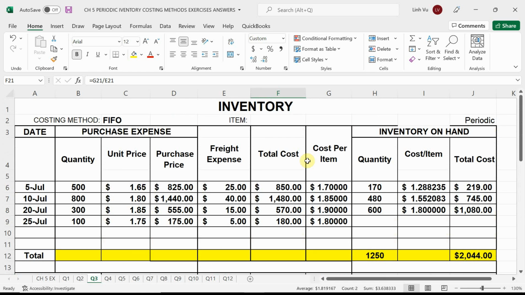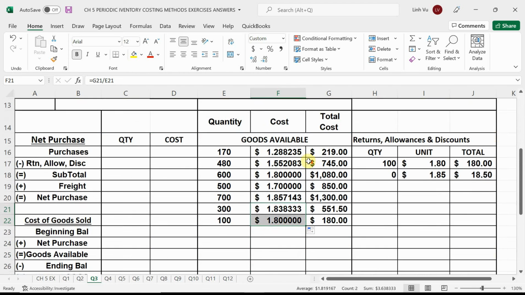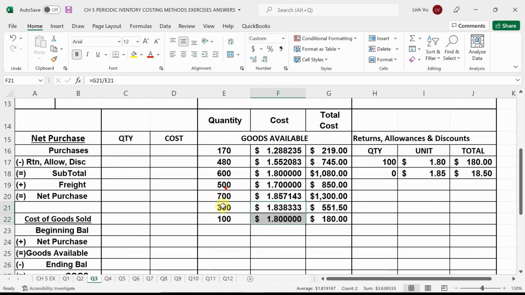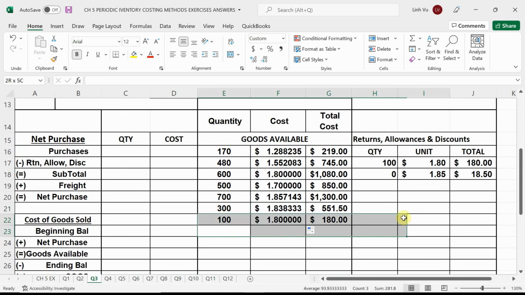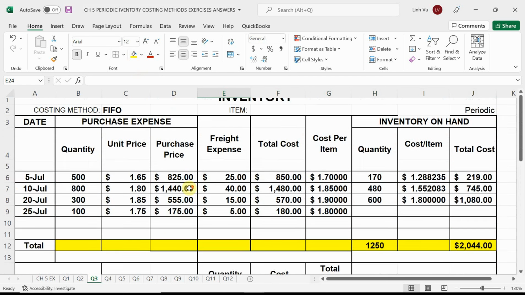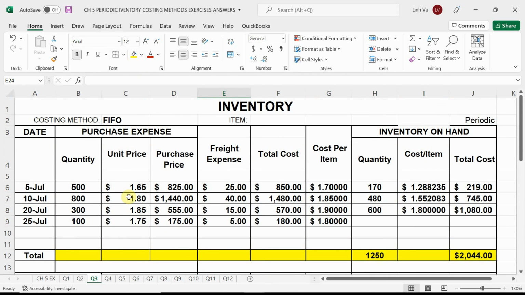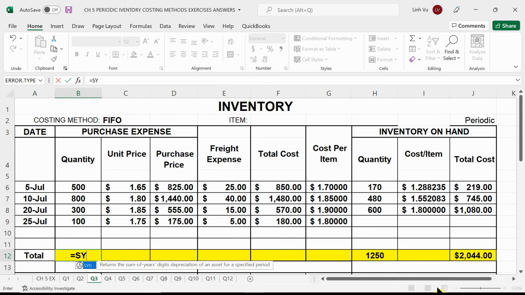So now that I reached the end of my scenario, I need to calculate my totals. I need to know how much I originally purchased, and how many items I returned. So let's start from the first one. Let's talk about my total purchases. How many items did I purchase?